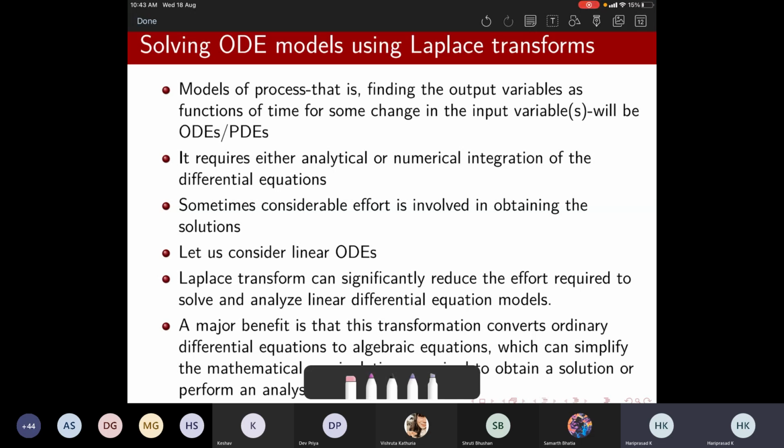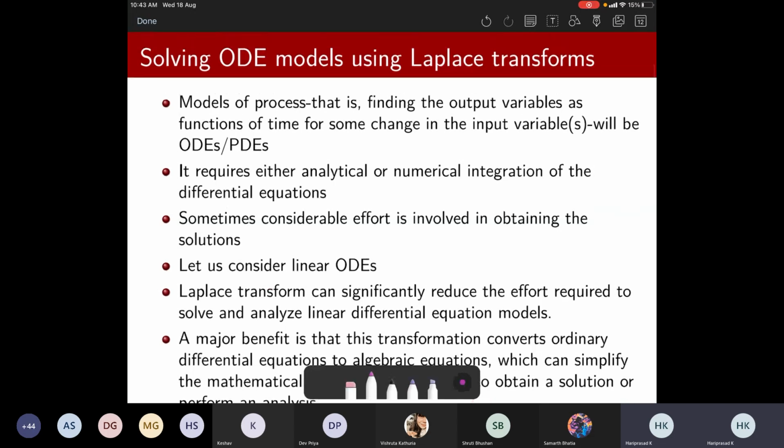When you develop a dynamical model, it falls into either ODEs or PDEs. Agreed? That's what we have seen. The equation 7 that we have seen was an ODE. Is that agreed? Yes.